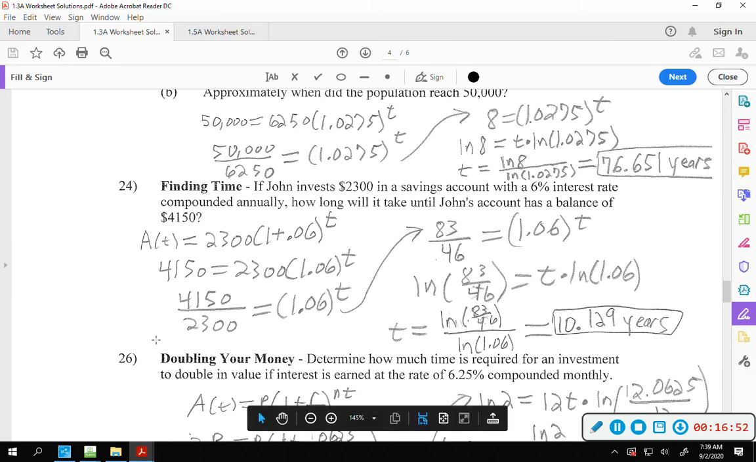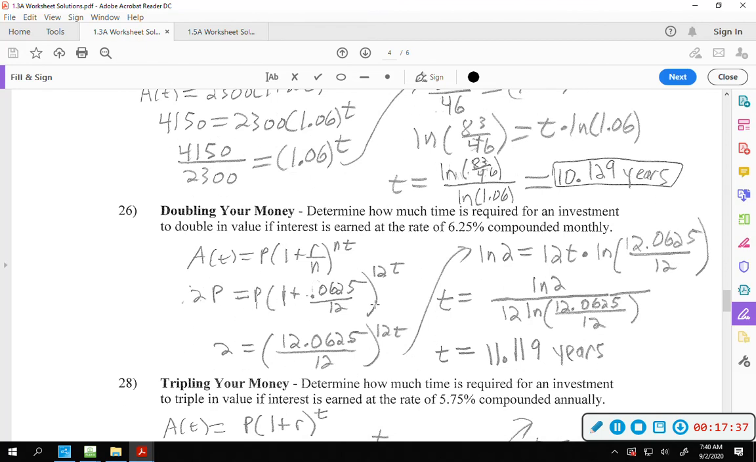Divide both sides by that 2,300 because I cannot take the natural log of both sides until I have a base raised to an exponent only. I reduce that fraction down just to make it easier to type into the calculator, but no need to do that. Take the natural log of both sides so that I can drop down this exponent out in front of the natural log, because now this becomes the numerical coefficient of the variable t. It's just a number. It's just written as a natural log, but it's a number. Divide both sides by the natural log of 1.06. This would be the analytical answer. When I type that into the calculator, 10.129 years.